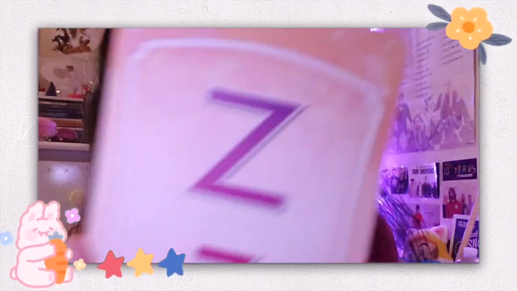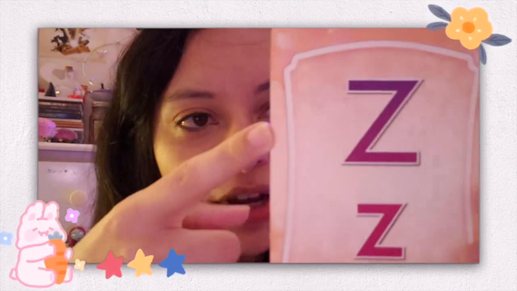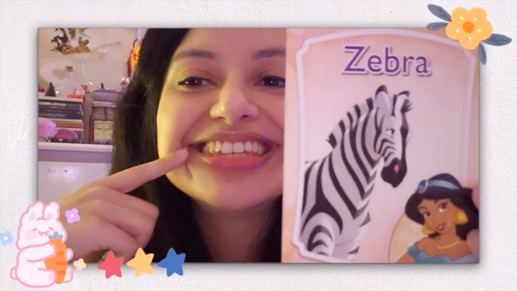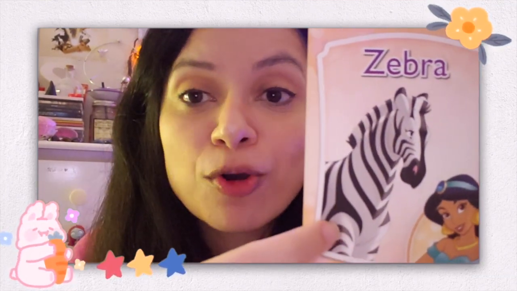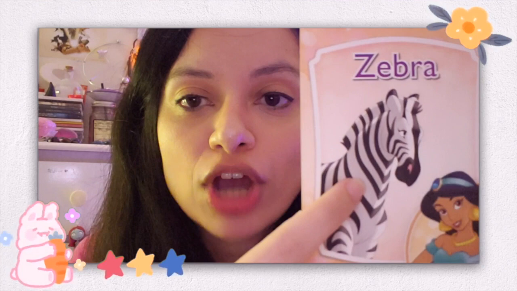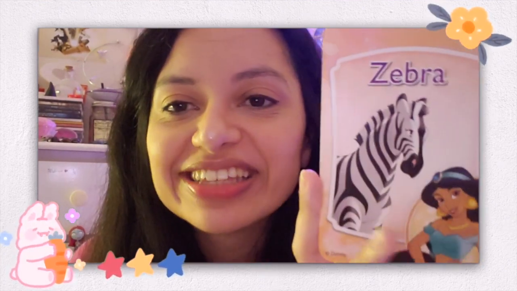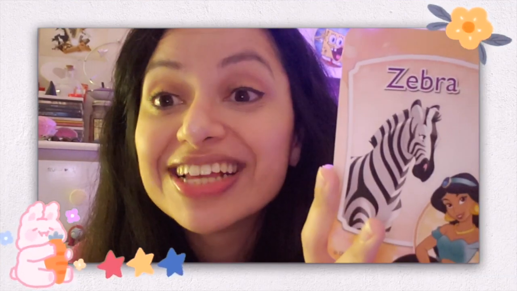And last but not least, our last letter, friends, because there are 26 letters in the alphabet. It started with A. Our last letter is Z. Uppercase Z, big Z, little Z, lowercase Z. And our word is zebra. Zebra. It's an animal with black and white stripes. And there's Princess Jasmine from Aladdin. So, our last letter is Z, and it is for zebra.